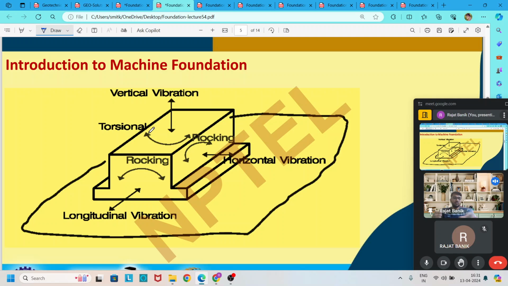In this figure we show the different types of vibration. If the body is vibrating in the vertical direction, it is a vertical vibration. If the body is vibrating in the longitudinal direction, it is called longitudinal vibration. If the body is vibrating in the horizontal direction, it is called horizontal vibration. If the body vibrates with respect to the vertical axis, it is called torsional vibration. If the body rotates or vibrates with respect to the horizontal axis, it is called rocking vibration. Again, if your body rotates about the longitudinal direction, it is called pitching vibration.